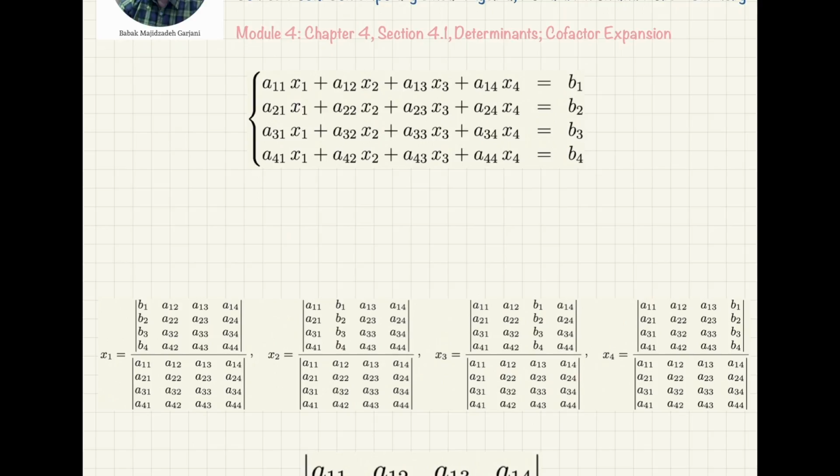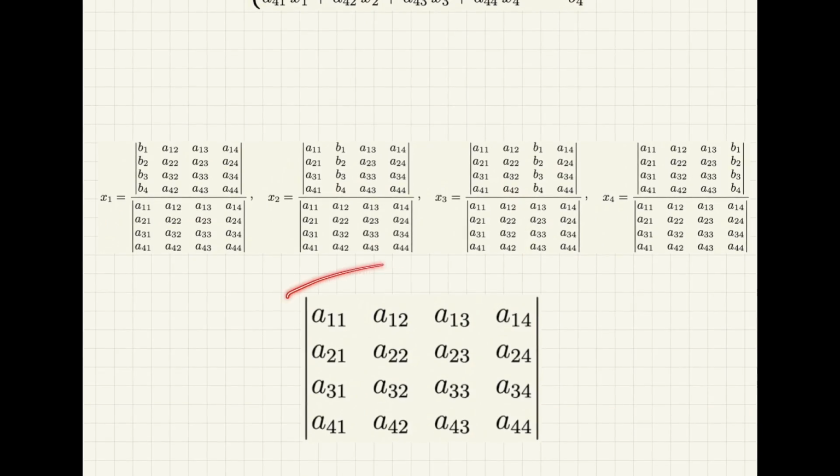Okay, let me ask you this question. What is your strategy to define a 4 by 4 determinant? So how do you define this object that appears in all these denominators and similarly in the numerators? What is your strategy to define such a mathematical object?